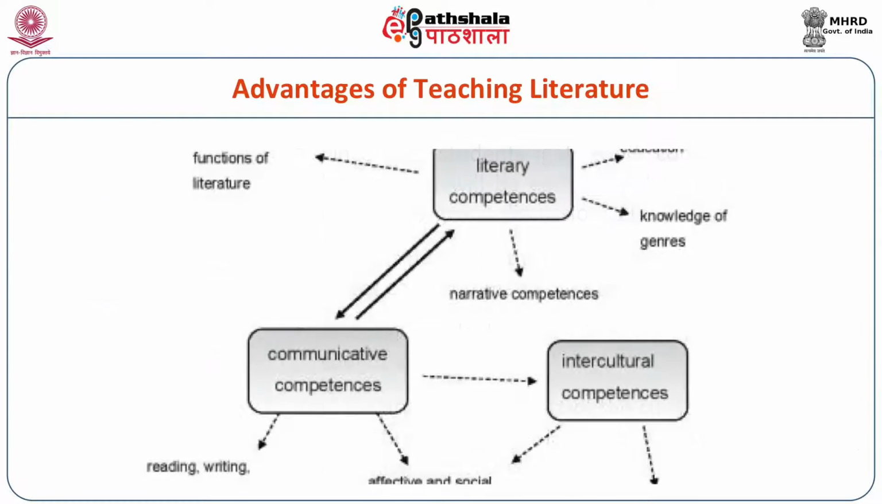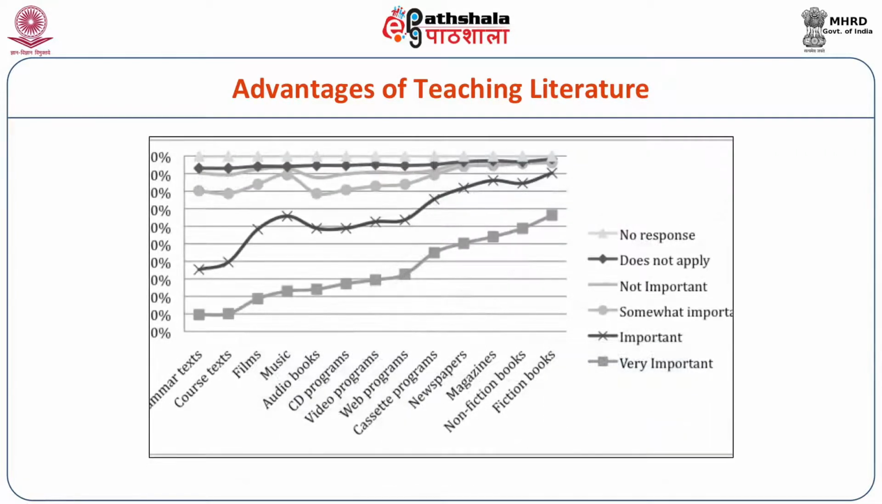Now in this diagram you can see the functions of literature on one side, and knowledge of genres on the other side, and they come together in literary competence. From literary competence comes narrative competence, and communicative competence is the result of reading, writing, and then literary competence. Then there is intercultural competence, and finally your writing style becomes effective and you become socially active.